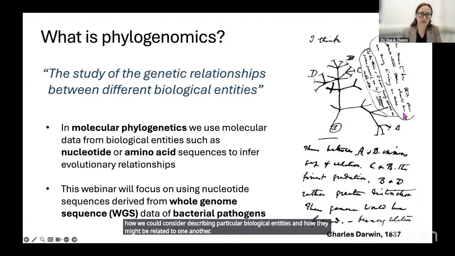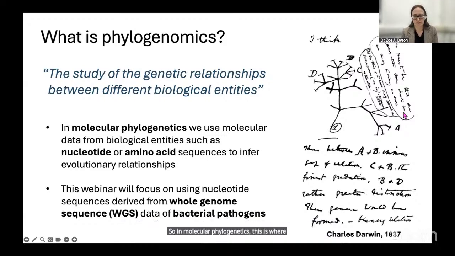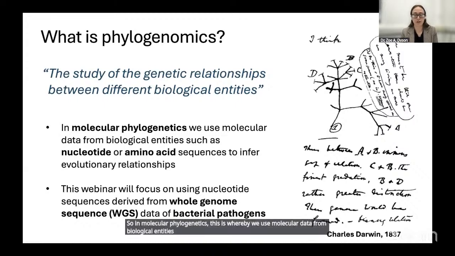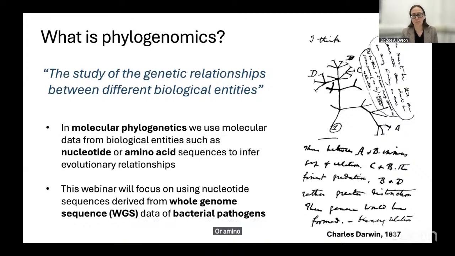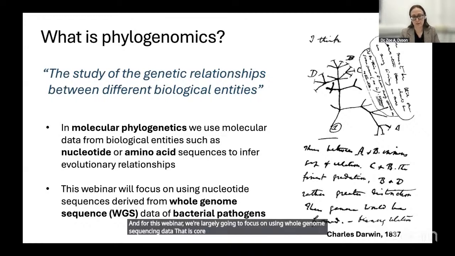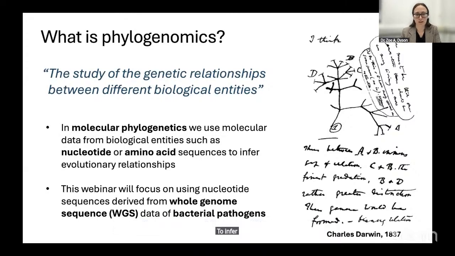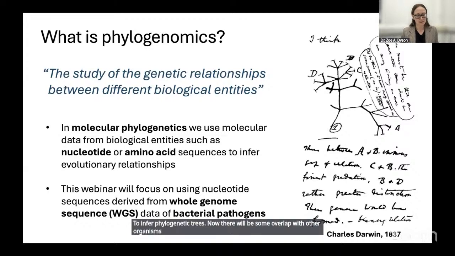In molecular phylogenetics, we use molecular data from biological entities. Maybe we're looking at nucleotide sequences of individual genes or amino acid sequences of proteins to infer evolutionary relationships of different biological entities. For this webinar, we're largely going to focus on using whole genome sequencing data, that is core genome nucleotide alignments of bacterial pathogen genome data to infer phylogenetic trees. Now, there will be some overlap with other organisms, particularly when it comes to reading and interpreting phylogenetic trees, but I'd just like to keep in mind that that is the focus of how we're framing today's session.